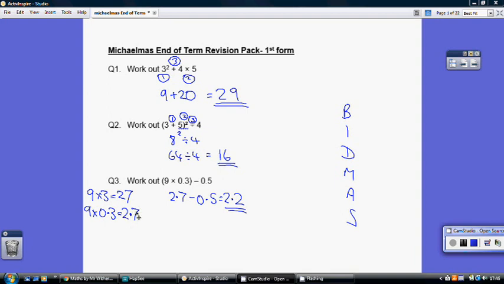So it makes sense that the number we get from doing this multiplication is less than 9, because 0.3 is giving us a fraction of 9, so we would expect our answer there to be less than 9. So anyway, the multiplication gives us 2.7. Then secondly, we have to subtract the 0.5. 2.7 minus 0.5 is 2.2.